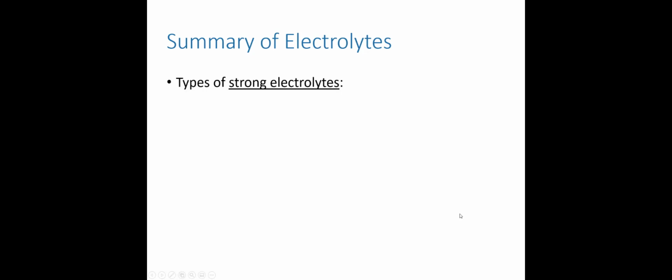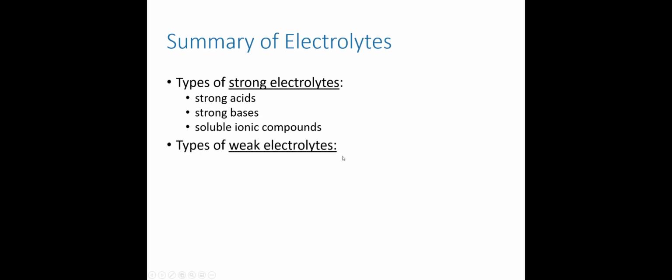So to summarize, the types of strong electrolytes are the strong acids, the strong bases, and as we saw when we talked about electrolytes in Chapter 7, soluble ionic compounds. The weak electrolytes are mostly going to be weak acids and weak bases, and occasionally we add to that list very, very slightly soluble ionic compounds, but for right now we're just going to limit ourselves to these lists right here.